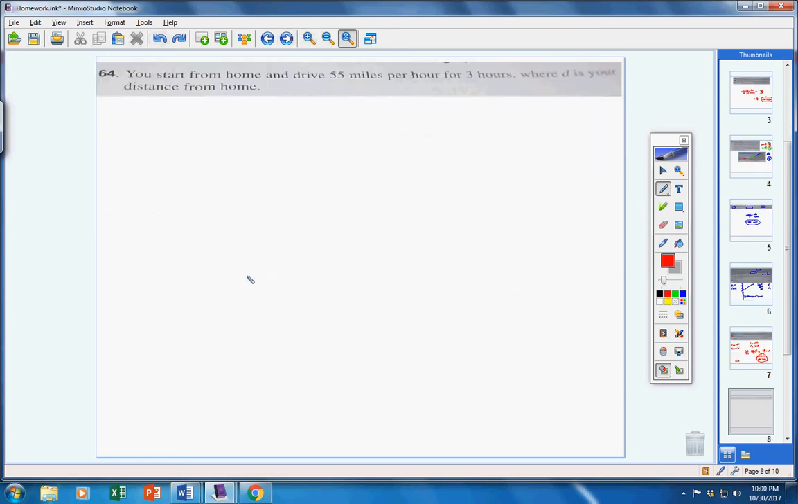Alright, 64, you start home. The directions say to graph the situation, okay? We're gonna graph it. So, you start home and you drive 55 miles an hour for 3 hours, where D is your distance from home, okay? So here we go. D is your distance from home. So your distance equals what? You start from home and you drive 55 miles per hour for 3 hours.